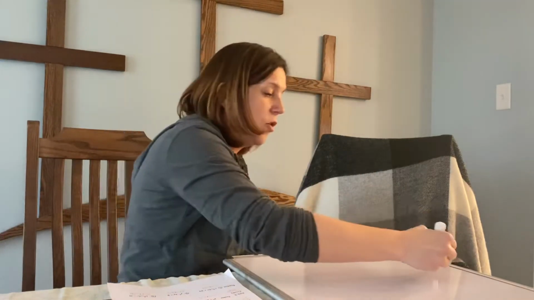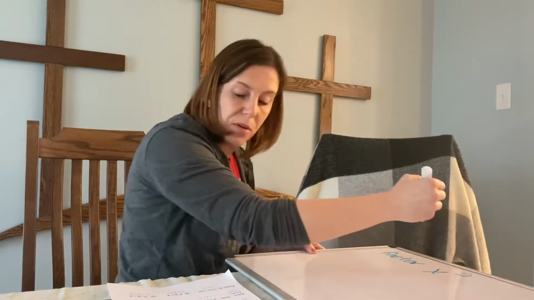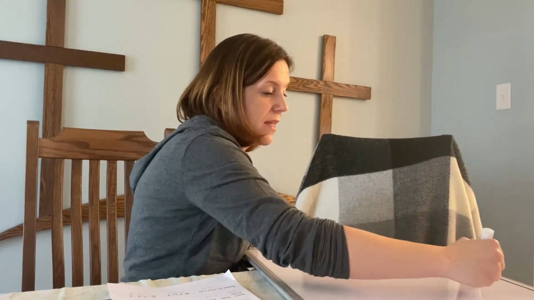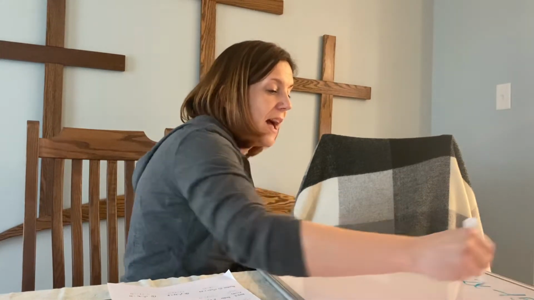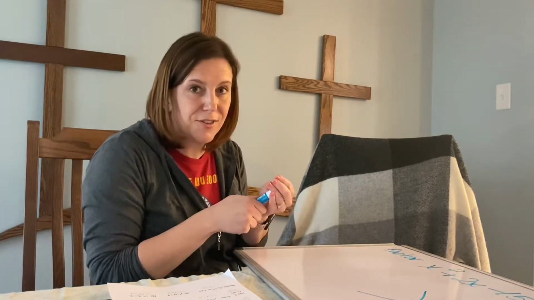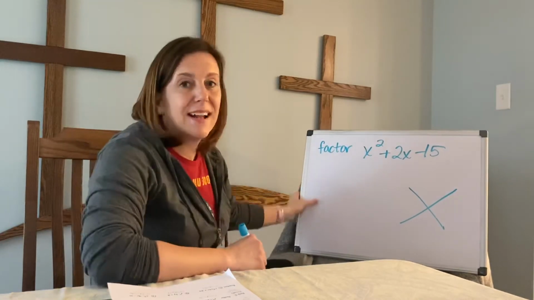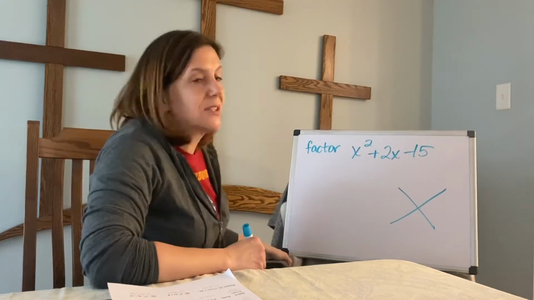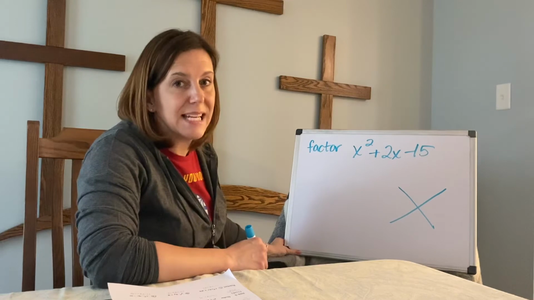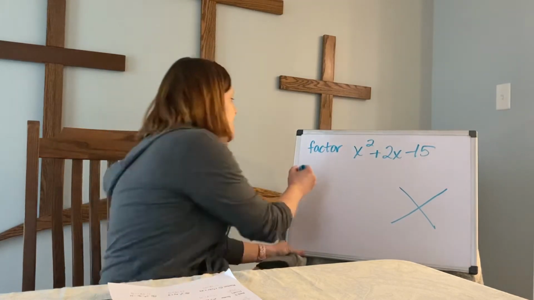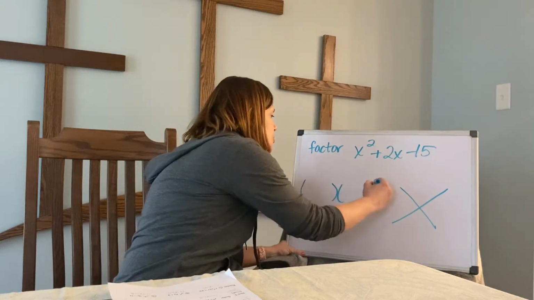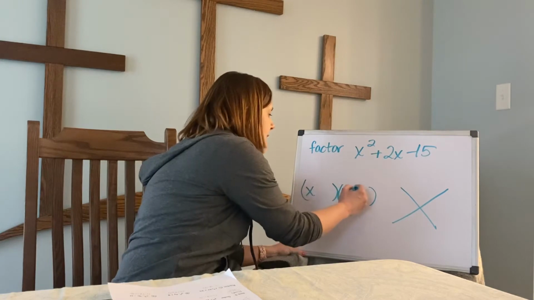And hopefully now you're starting to feel a little bit more comfortable in this method to factor trinomials. And hopefully now you're also seeing why I spent all that time with the x form. Okay, this problem says factor x squared plus 2x minus 15. I know I'm going to end up with 2 quantities being multiplied together.